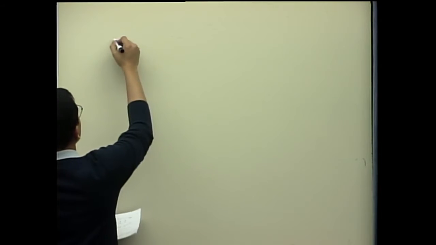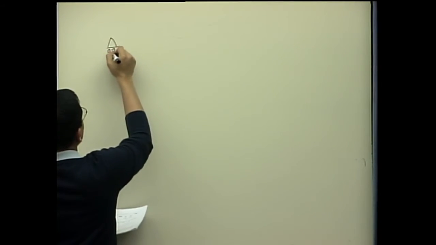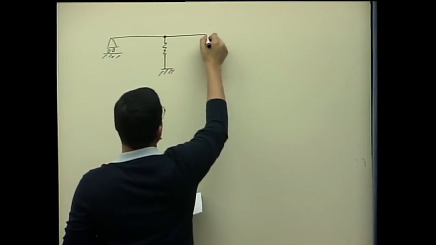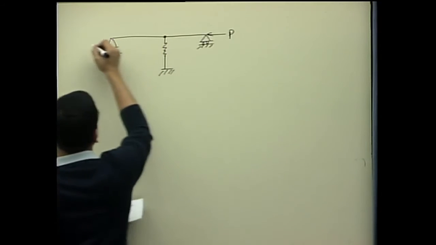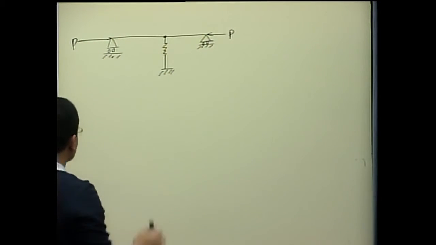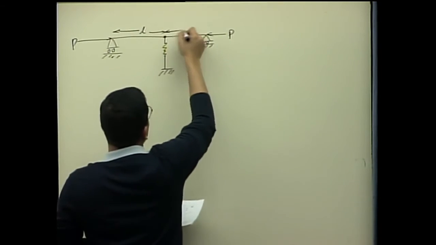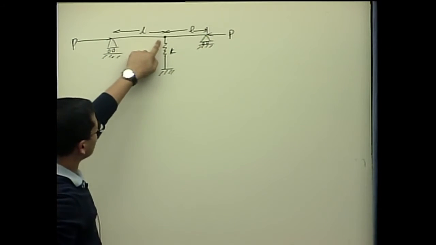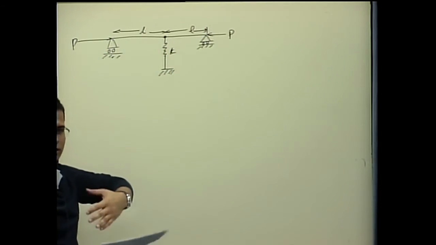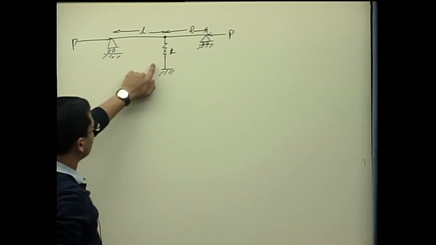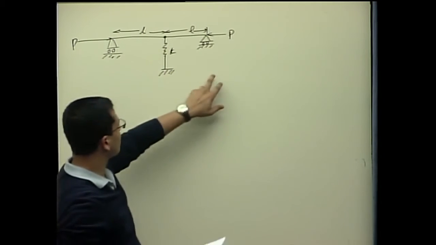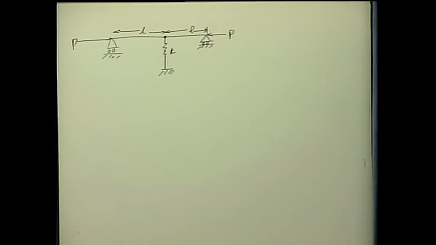Okay, so let's look at a couple of examples. Let's say we have a system where this distance is L. So we have two rigid bars of length L joined at a hinge. The hinge doesn't take any moment, they can rotate with respect to each other, and there is a spring attached at the hinge, which is a vertical spring with spring constant K. And they both are on rollers with a compressive load P applied at the ends of the rigid bar.